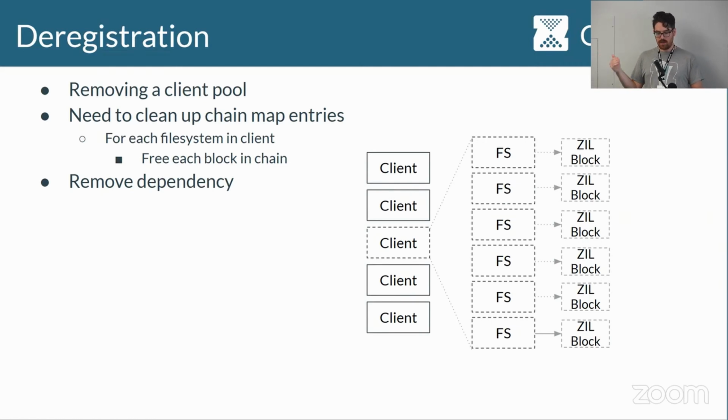We mark that the client pool is no longer dependent on the shared log pool. So now it can be imported freely without the shared log pool. And then this is all done as part of an export process. So the next time it comes back in, you can import it normally and it'll start doing its slog or ZIL allocations wherever it normally would.